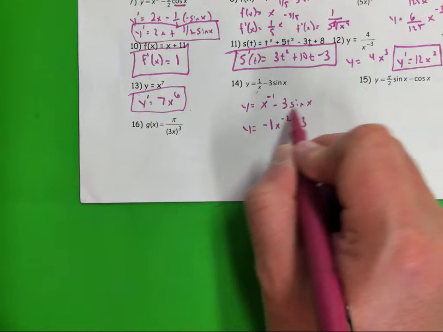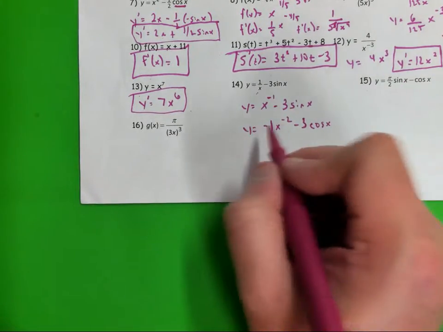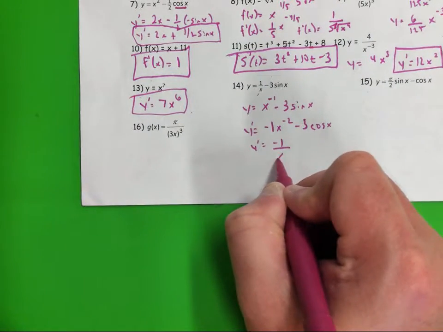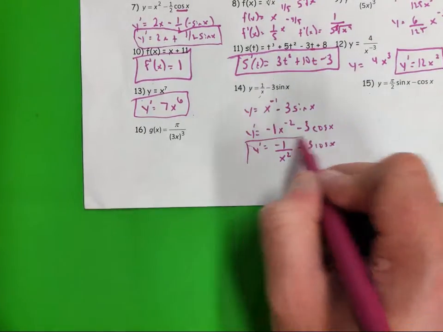When you have a trig, you only find the derivative of this trig part. The derivative of sine is cosine. Let's clean it up. y prime equals negative 1 over x squared minus 3 cosine x would be my answer.